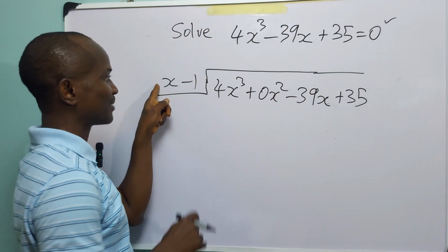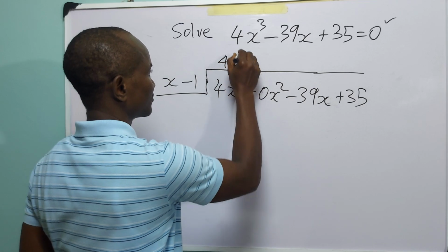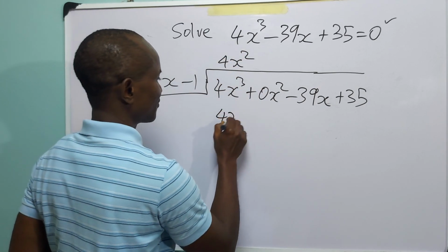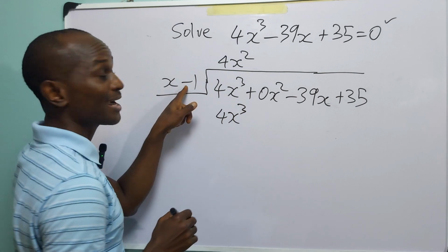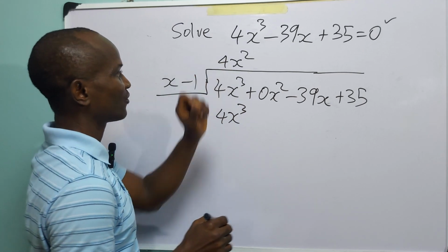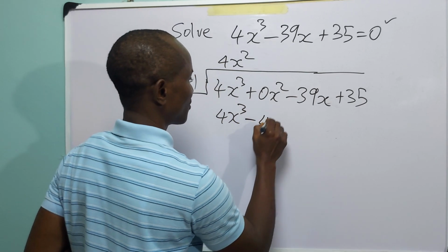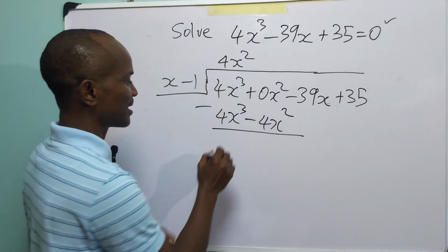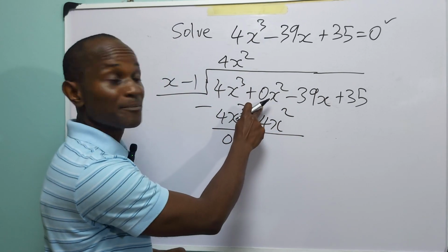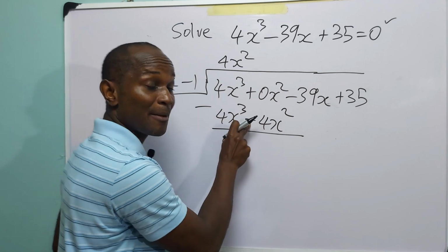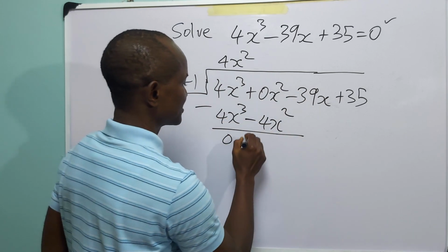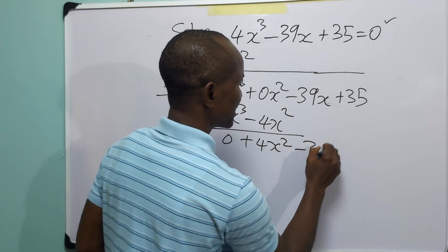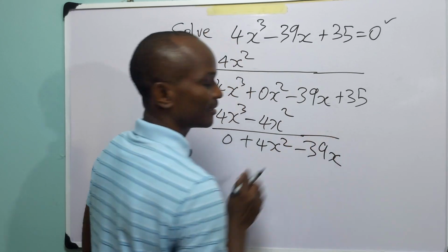4x cubed divided by x is 4x squared. This multiplied by 4x squared is 4x cubed. Minus 1 multiplied by 4x squared is minus 4x squared. We subtract. This minus that is 0. 0 minus 4x squared is plus 4x squared. We bring down 39x.